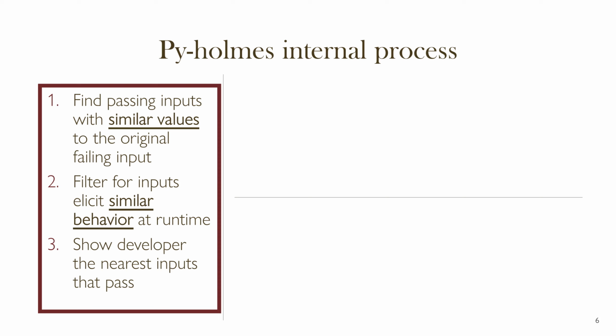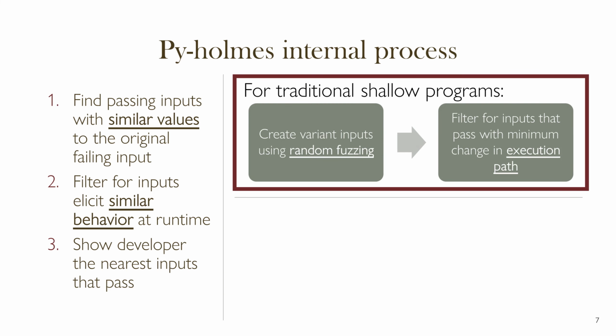By observing the difference between these inputs and the original, the developer can infer why their original input caused a failure. Depending on whether the program under test is a traditional shallow program or a deep neural network, PyHolmes uses one of two implementations. If the program under test is a traditional shallow program, similar input values are found by applying random fuzzing to the original input. Next, those inputs are filtered for similar behavior by comparing the execution paths they produce with the execution path produced by the original input.